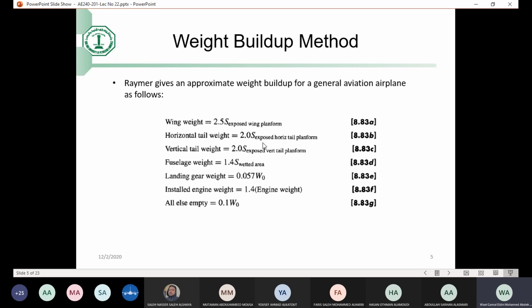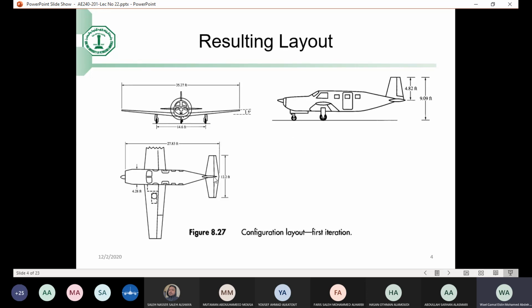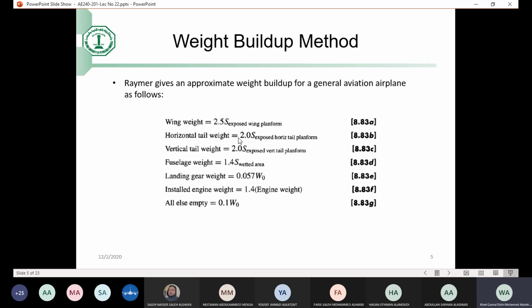The same goes for the horizontal tail. If I know the exposed area of the tail, which is this area in here, and we have it because I have the drawing with dimensions, multiply it by 2. And you realize that the factor is different because typically horizontal tails are thinner than wings. The same for the vertical tail. So these three are easy, and now comes some tricky parts.